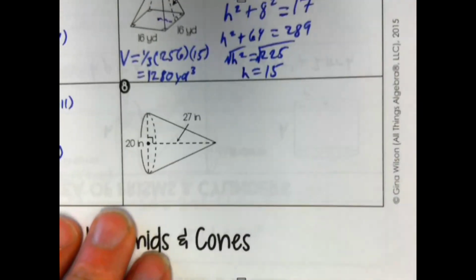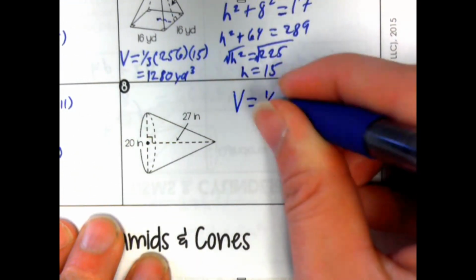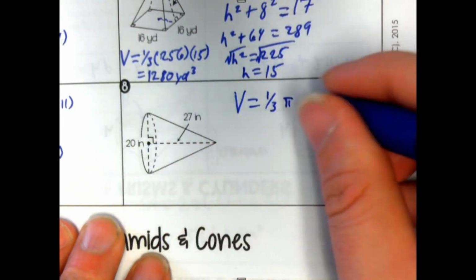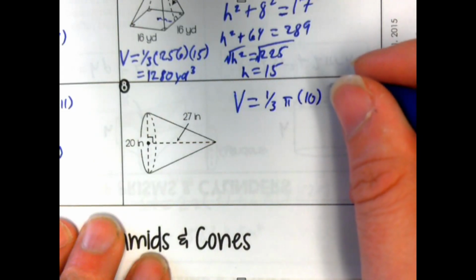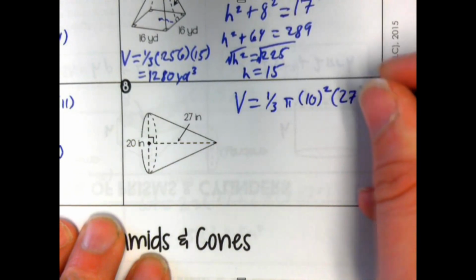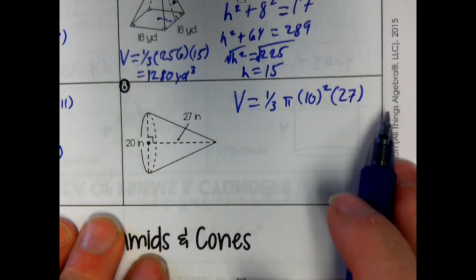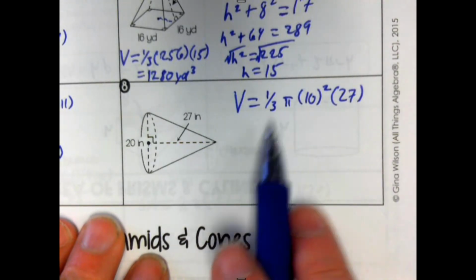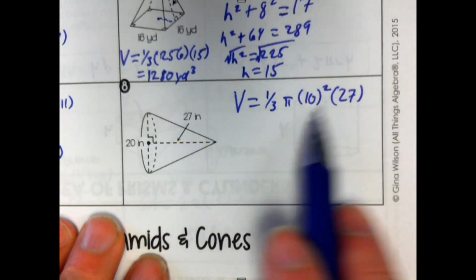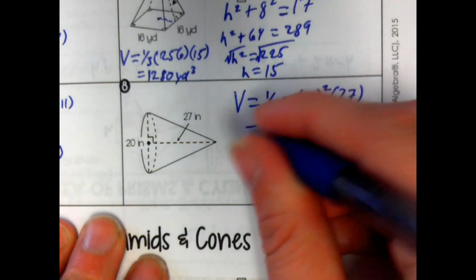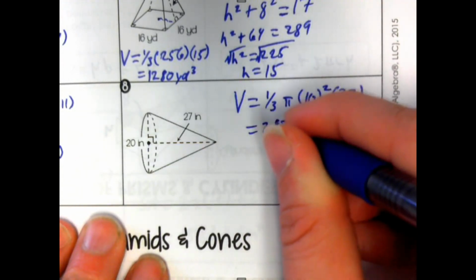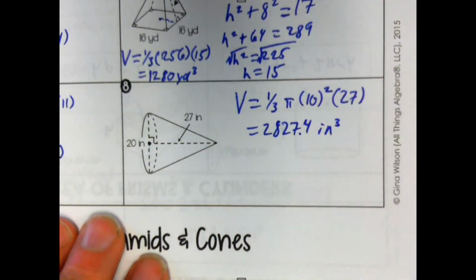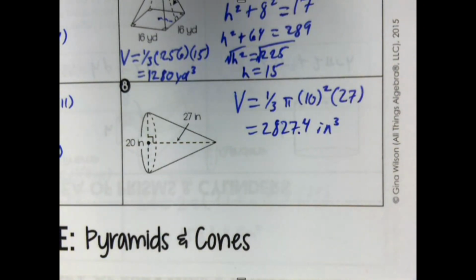And finally, we'll find the volume of our cone. The volume is going to equal 1/3 pi times the radius. The radius is going to be half of this diameter, so half of 20, which is 10. So 10 squared times 27. And you can put all this in the calculator. Remember, if you're going to do an approximate problem, pi is going to be 3.14, but I'm just going to leave it as pi. So 1/3 times pi times 100 times 27 is going to come out to 2,827.4 cubic inches. And that is volume of pyramids and cones.